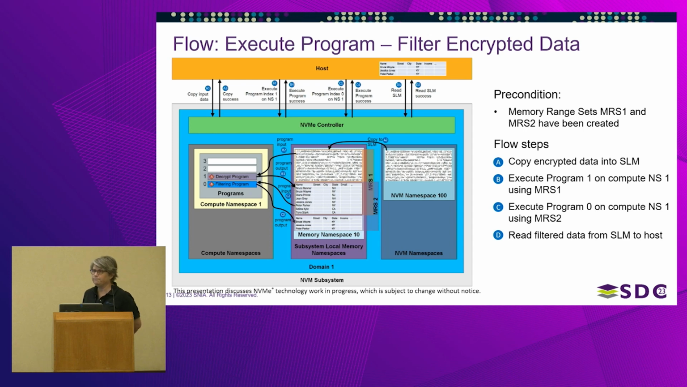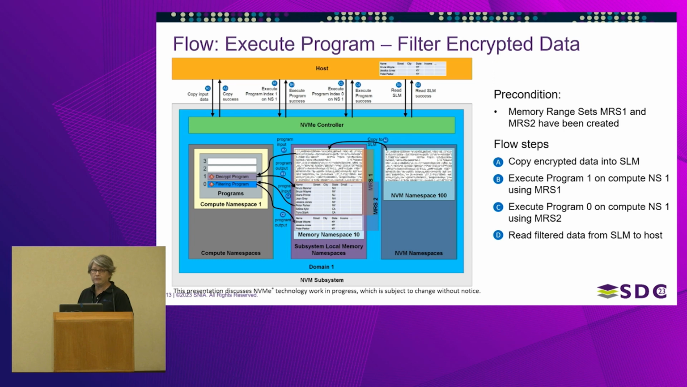So what we start with is the NVMe namespace has encrypted data in it. So that's NVMe namespace 100. The first step that the host wants to do is copy that encrypted data into a place in Subsystem Local Memory so that it can run a program on it. So the first step is it sends a copy command. The copy is done by the device, and success goes back up to the host.